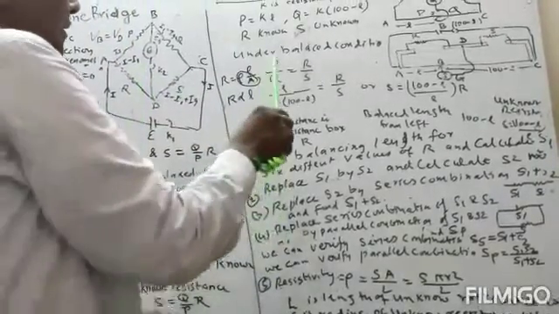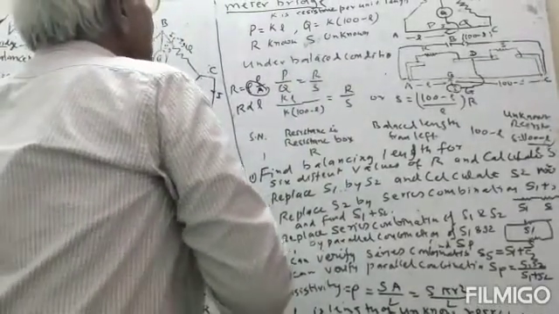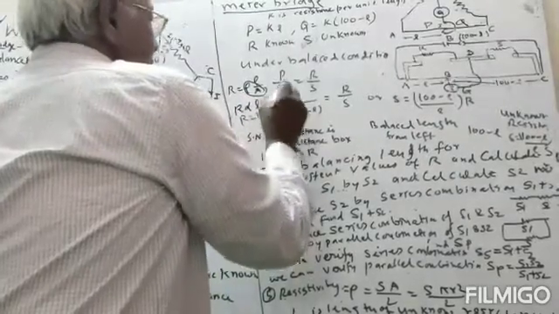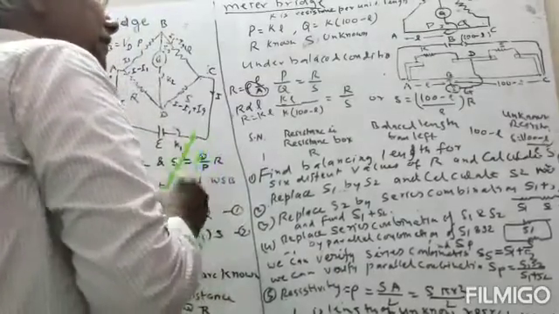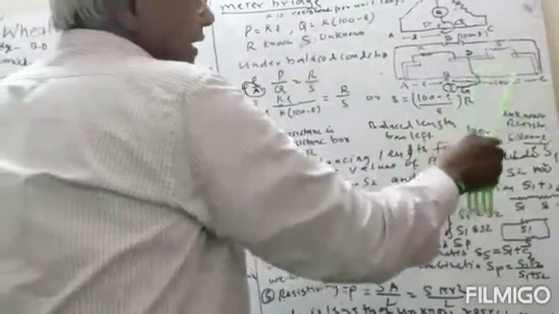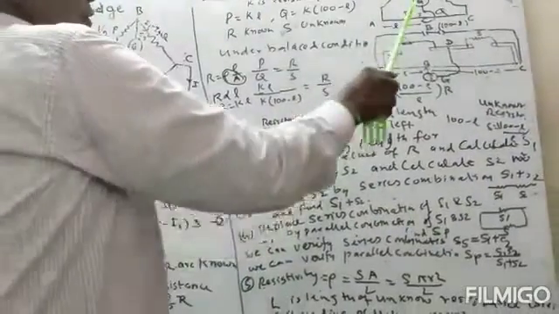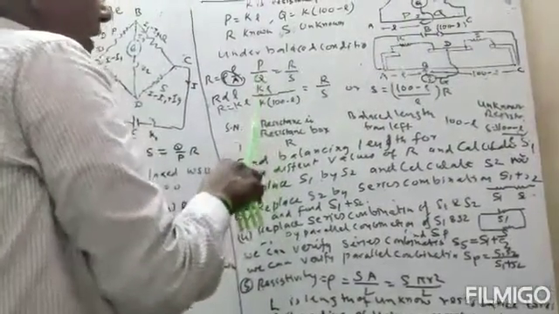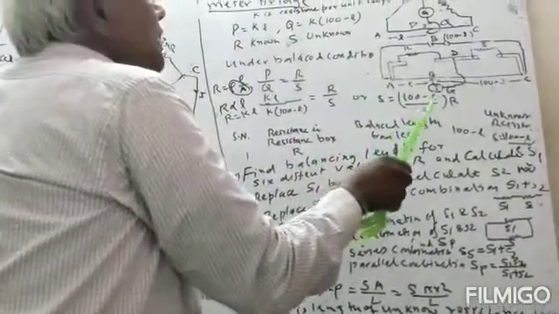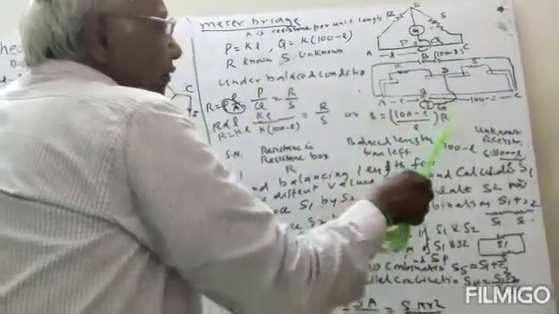So P will be equal to, we take K as a constant, R is equal to K into L. So K is the resistance per unit length. So K into L, this will be the length. Then this will be 100, this is L, then this is 100 minus L. And K into 100 minus L is equal to R by S. K will cancel. So we can find the unknown resistance S is equal to 100 minus L by L into R. In this way we can find the value of S.